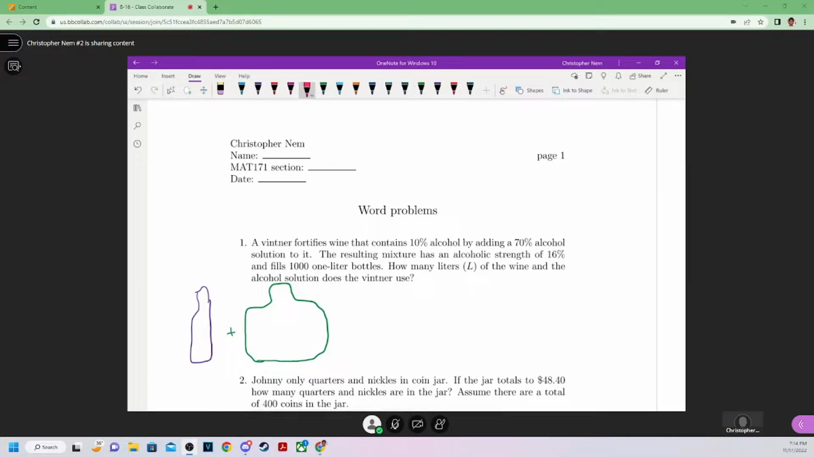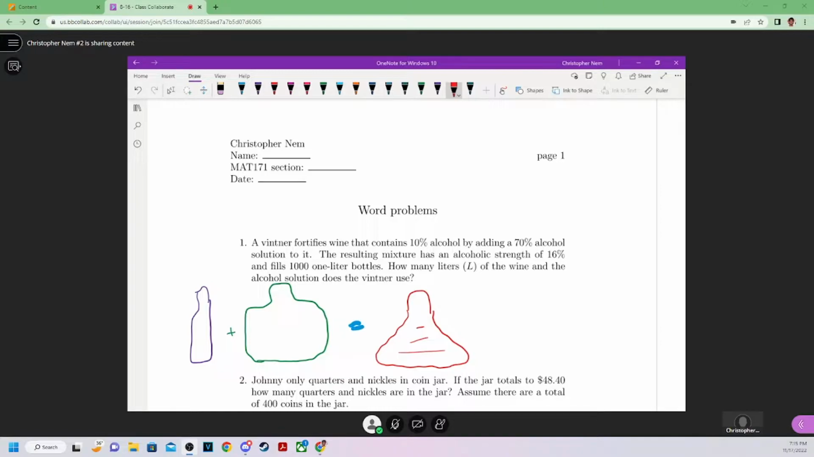And I'm pouring both of these bottles into a resulting container, or bottle. Let's draw it like this. Boom. I'm pouring it into a resulting bottle that has 16% alcohol strength.